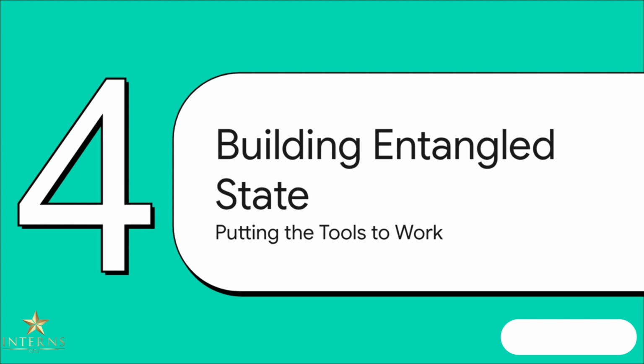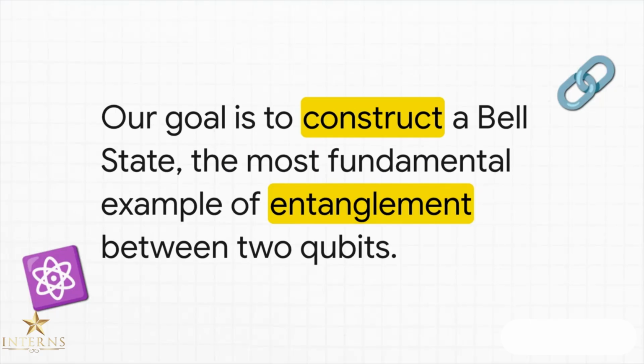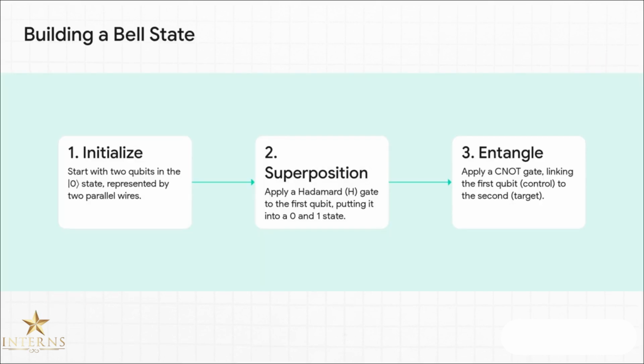We are going to use these really simple components to create quantum entanglement, that spooky action at a distance that even Einstein was so fascinated by. So our goal here is to build what's known as a Bell state. It is the textbook most fundamental example of two entangled qubits, where the fate of one becomes instantly, and I mean instantly, linked to the fate of the other, no matter how far apart they are. All right, let's do this.